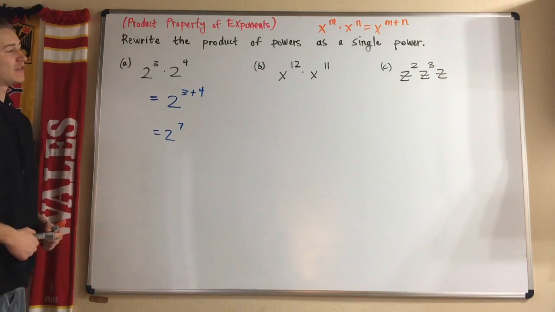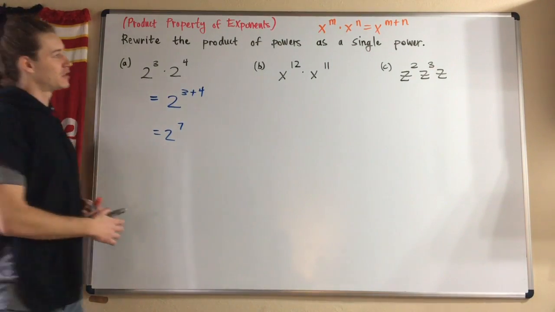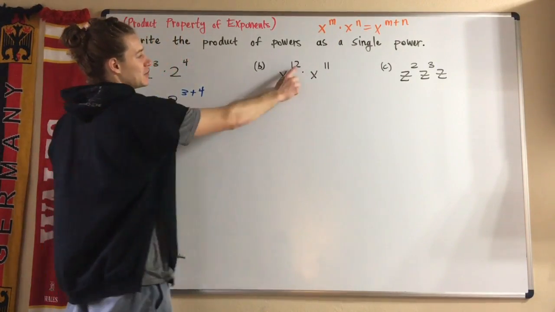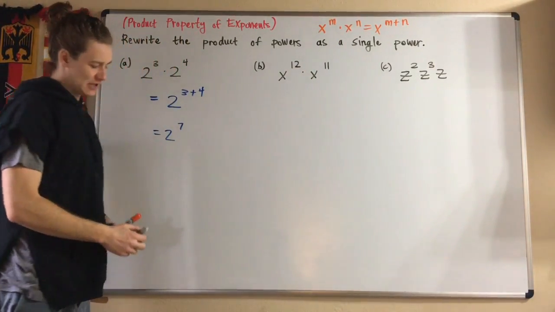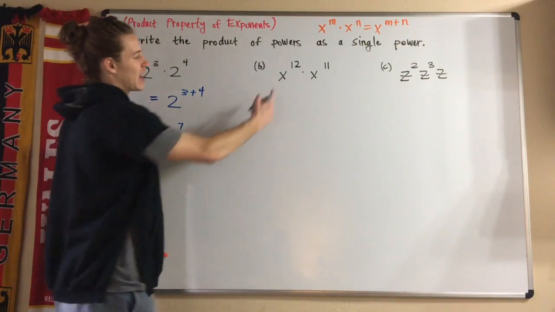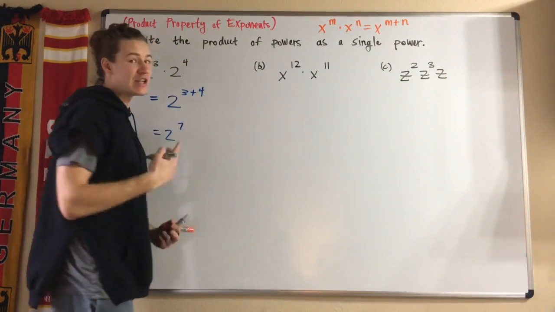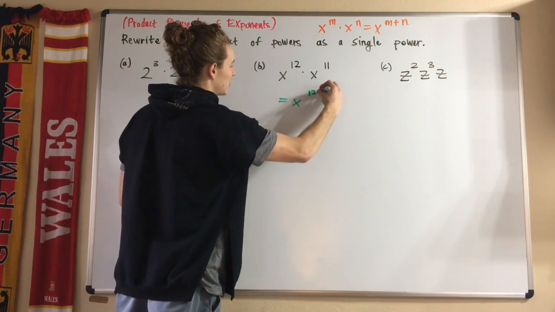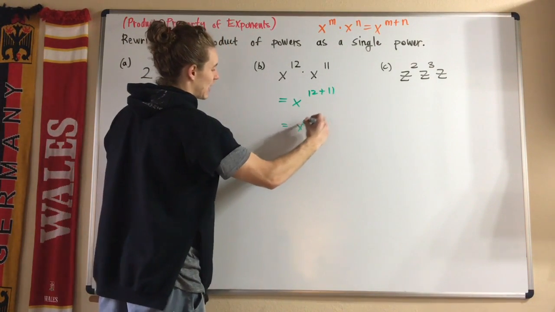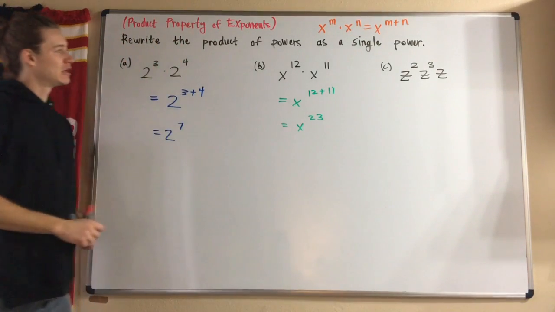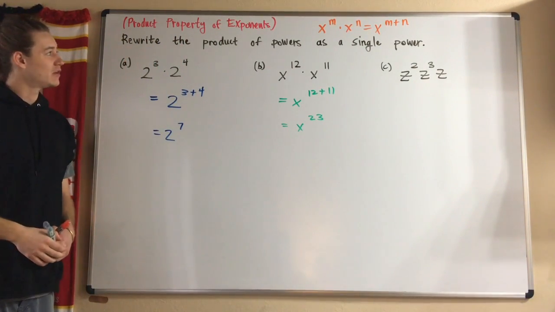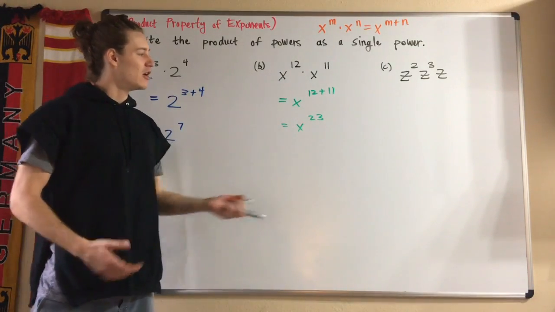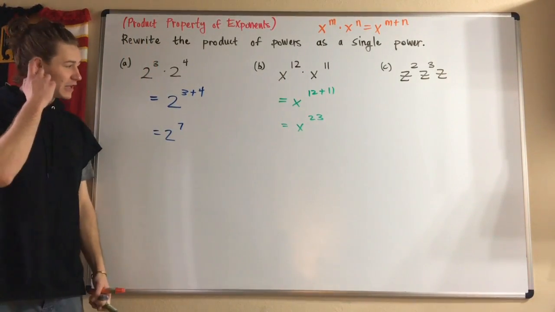B says x to the 12 times x to the 11. Very similarly, you can say the base is x as it is in the formula, and m is equal to 12 and n is equal to 11. In any case, we know that when we have a product of powers, we can just add their exponents. So we know this is equal to x to the 12 plus 11, or x to the 23. And we'd be done at that point. Again, we've rewritten the product of two powers as a single power. Also, this is as simple as this expression would get.